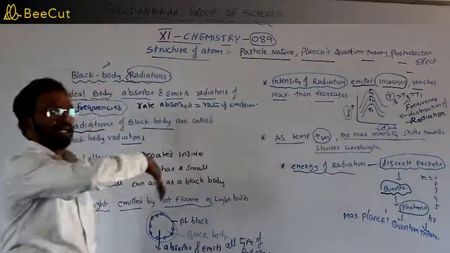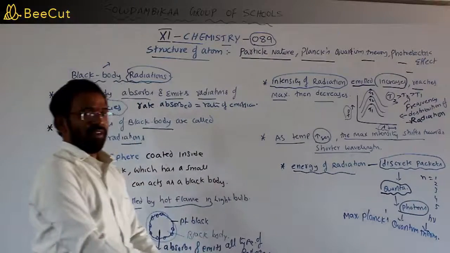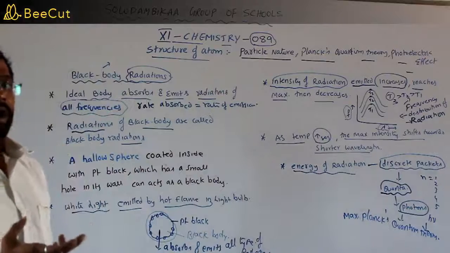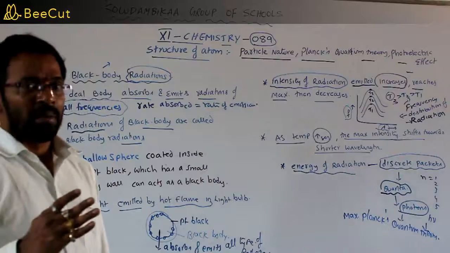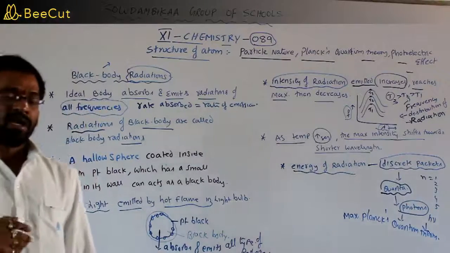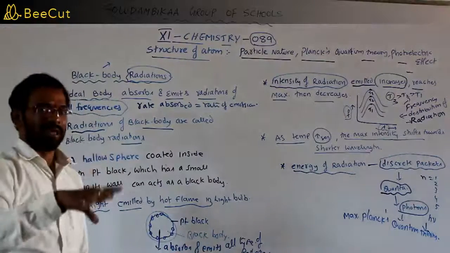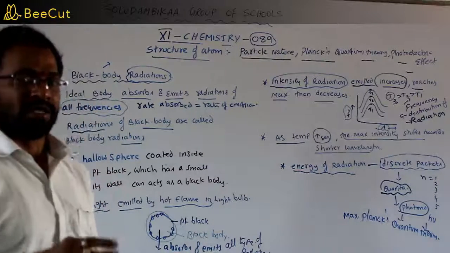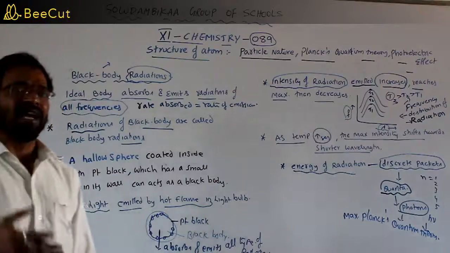Now we have completed blackbody radiations and the discovery of Planck's quantum theory. Now, what is blackbody radiation? A blackbody is an ideal body which can absorb or emit all types of frequencies of radiation, and the radiation produced from a blackbody is called blackbody radiation. How to obtain a blackbody? A hollow sphere coated inside with platinum black, with a small hole in the wall, acts as a blackbody radiation mechanism because it can absorb and emit radiations of all frequencies.